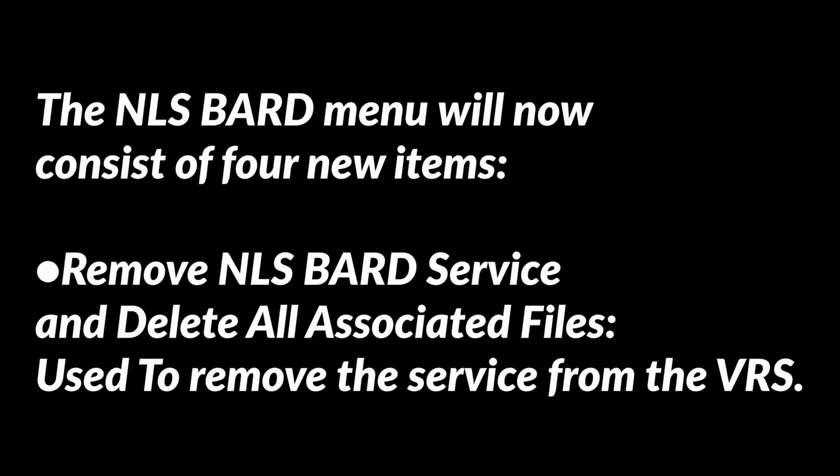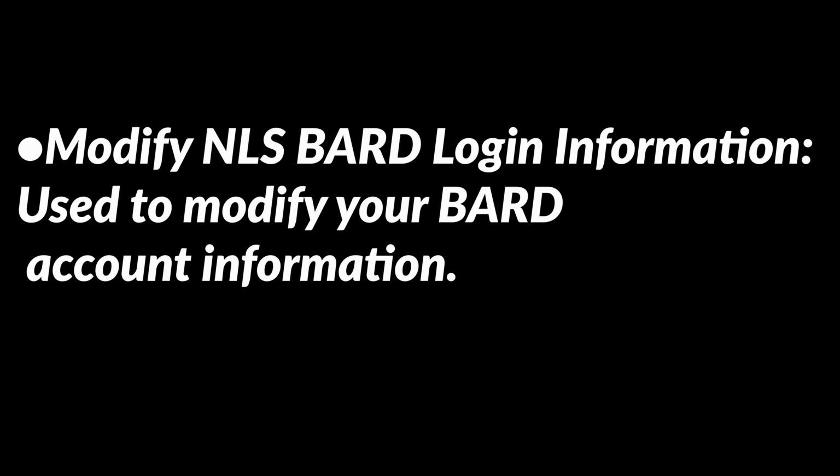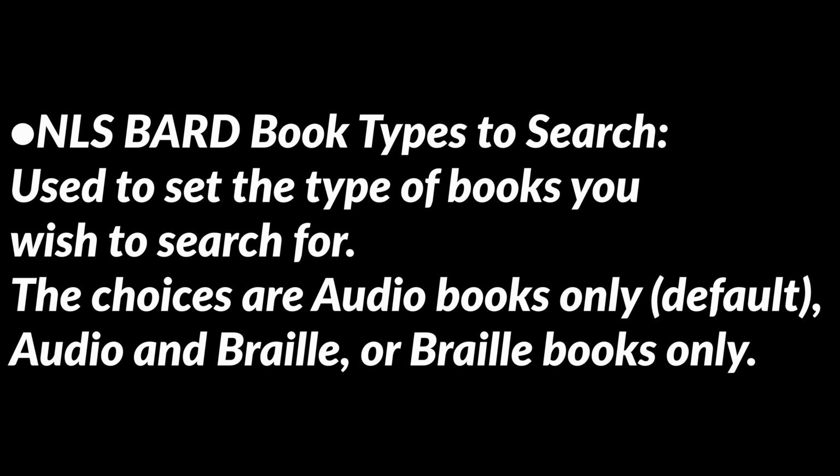Remove NLS BARD service and delete all associated files, used to remove the service from the VRS. Import NLS BARD configuration from File, used to set up BARD configuration from a computer. Modify NLS BARD login information, used to modify your BARD account information. NLS BARD book types to search, used to set the type of books you wish to search for. The choices are audio books only, default, audio and Braille, or Braille books only.